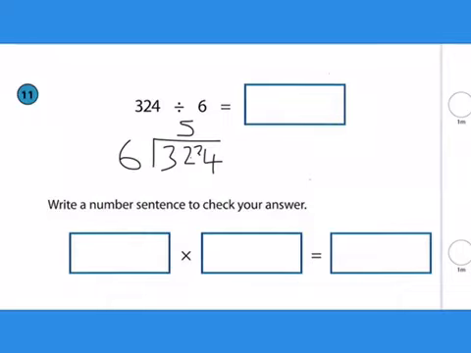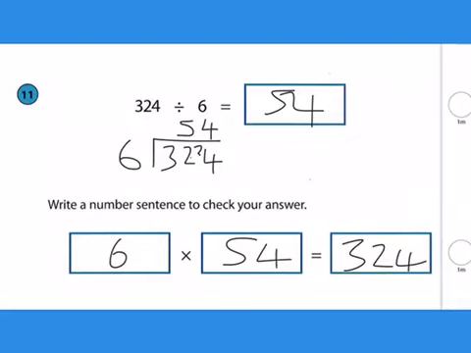And then how many 6s in 24? 4 6s is 24. And then how would we check our answer? We'd say, alright then, 6 54s must make 324 if it's going to be right.